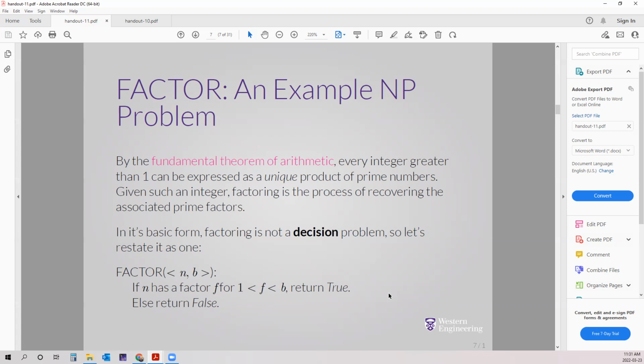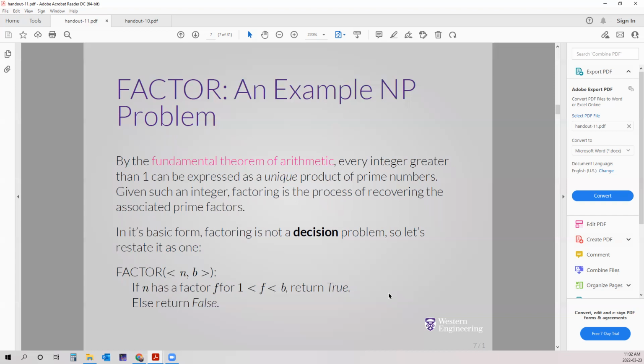Every integer greater than 1 can be expressed as a unique product of prime numbers. Given such an integer, factoring is the process of recovering the associated prime factors. In its basic form, factoring is not a decision problem, so let's restate it as one.